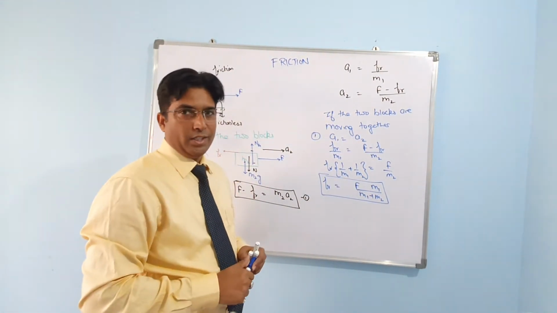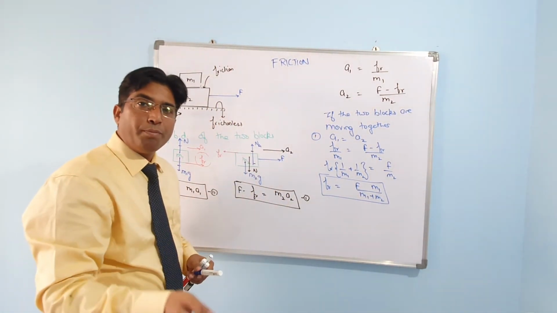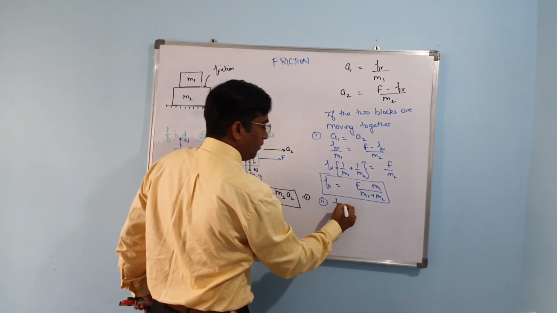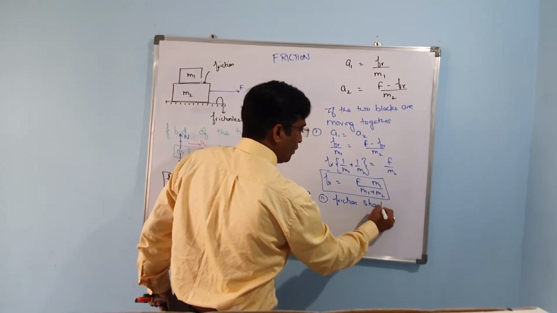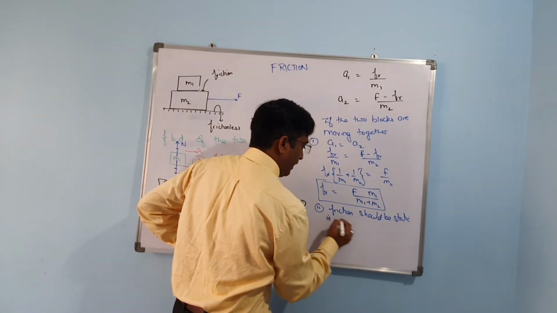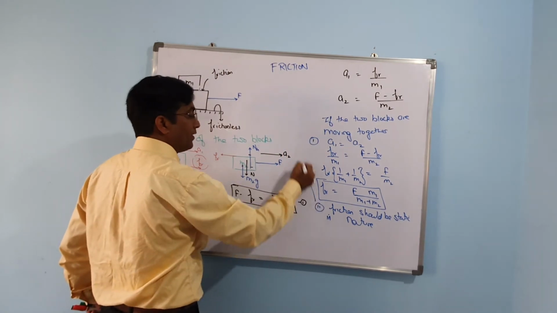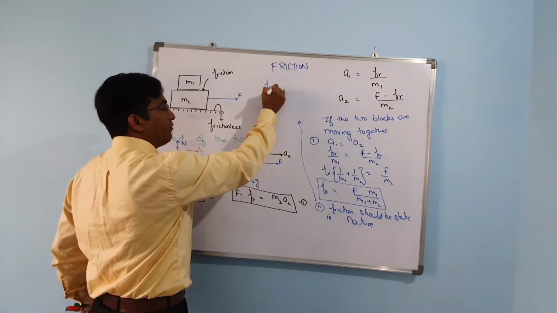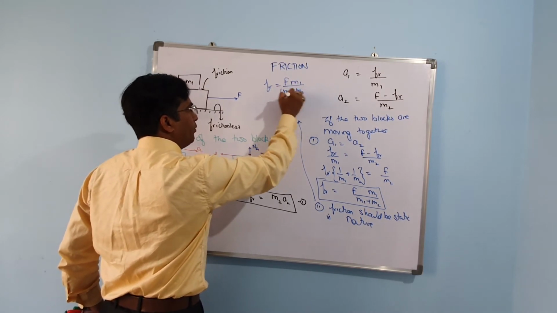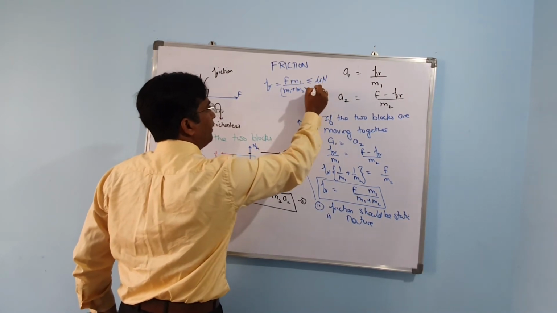Now there is one more condition. If the two blocks are moving together, friction between the two blocks should be static in nature. This is the second condition. What does it mean? Fr, which I am writing as F m1 upon m1 plus m2, should be less than or equal to mu N.